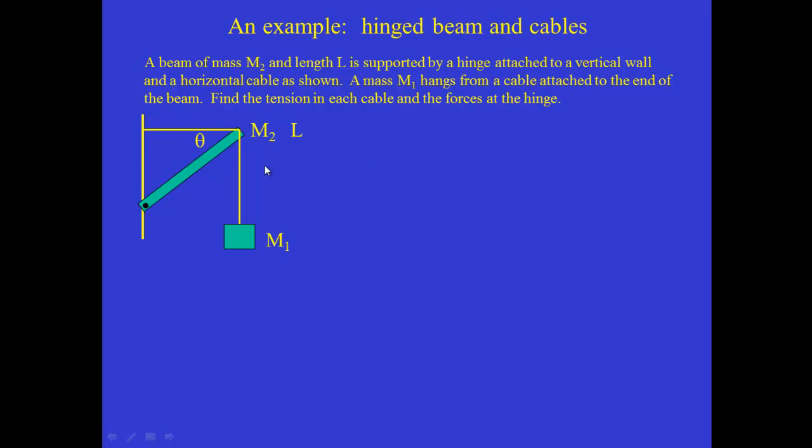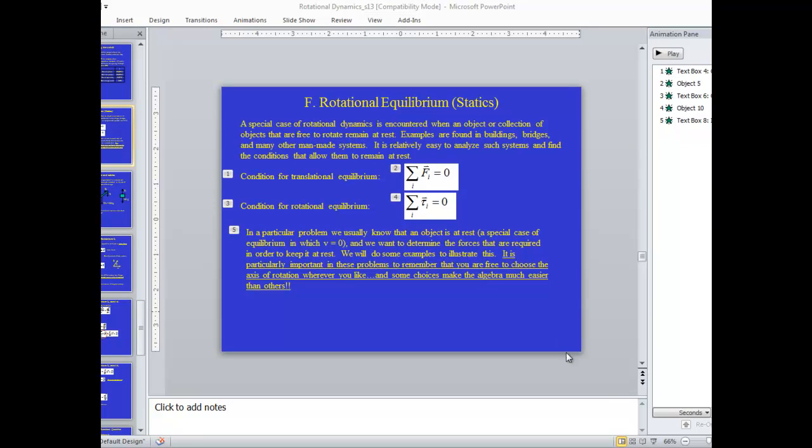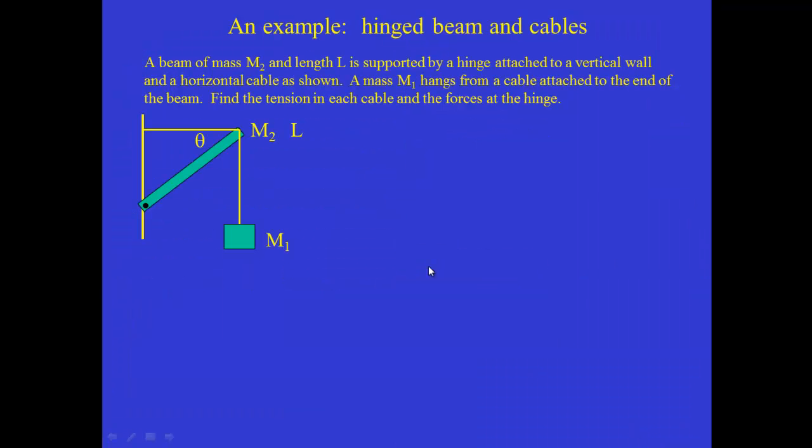So we know that this situation is in equilibrium, and what we want to find out is the tension in each cable, and we also want to find out what the forces are at the hinge, because the forces at the hinge are important in order to be able to know what type of mechanical support needs to be provided there. So for the two objects that are here in the problem, the beam and then the hanging mass, we will draw force diagrams. So the beam itself, we redraw it over here on a separate diagram.